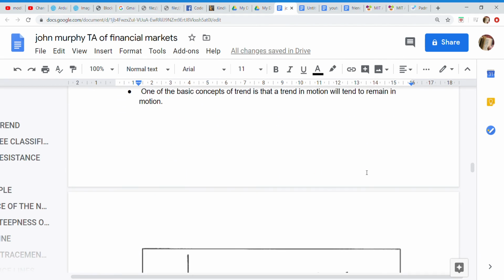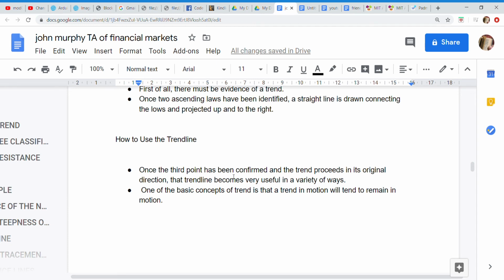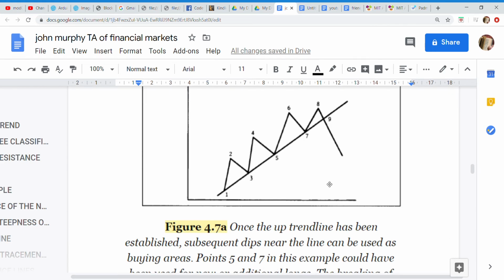How to use the trend line? Once the third point has been confirmed and the trend proceeds in its original direction, that trend line becomes very useful in a variety of ways. One of the basic concepts of trend is that a trend in motion will tend to remain in motion. So the basic concept is that it will remain in motion.